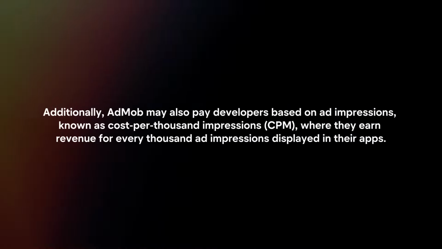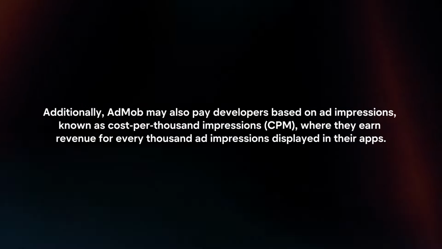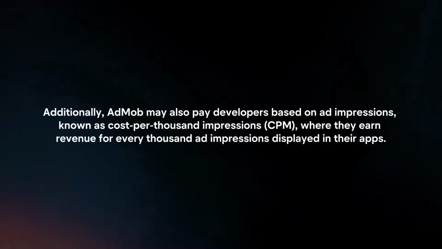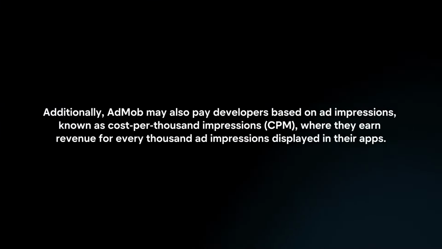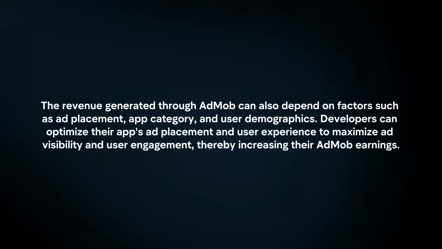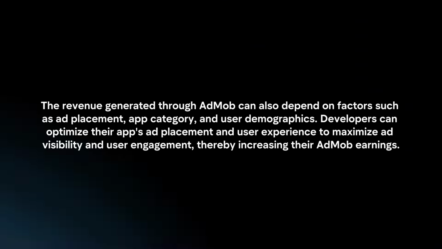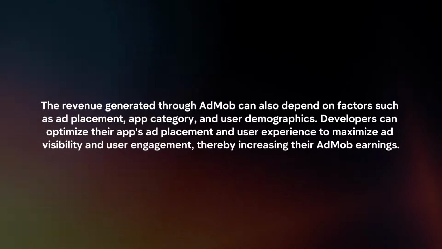Additionally, AdMob may also pay developers based on ad impressions, known as cost per 1,000 impressions, where they earn revenue for every 1,000 ad impressions displayed in their apps. The revenue generated through AdMob can also depend on factors such as ad placement, app category, and user demographics.